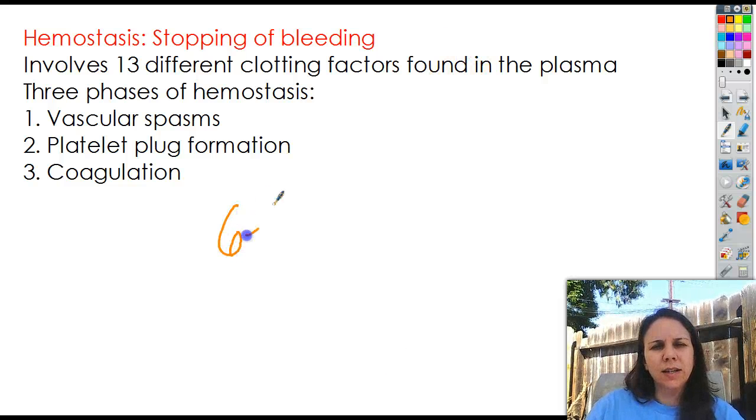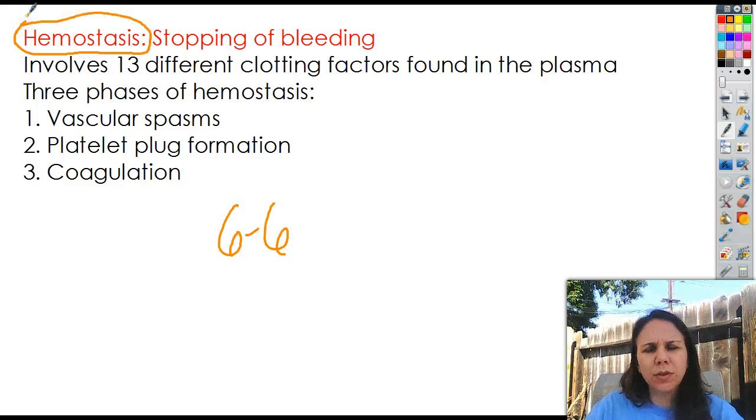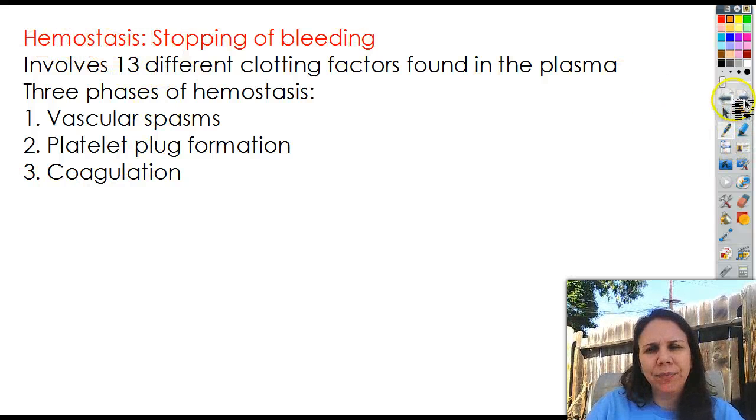Hello, this is 6-6, which is on hemostasis, not to be confused with homeostasis, which is the maintaining of internal body conditions. Hemostasis: hemo means blood, stasis means basically to stop. So hemostasis is the stoppage of bleeding. Alright, so how does this happen? In basically 3 different phases: vascular spasms, platelet plug formation, and coagulation.